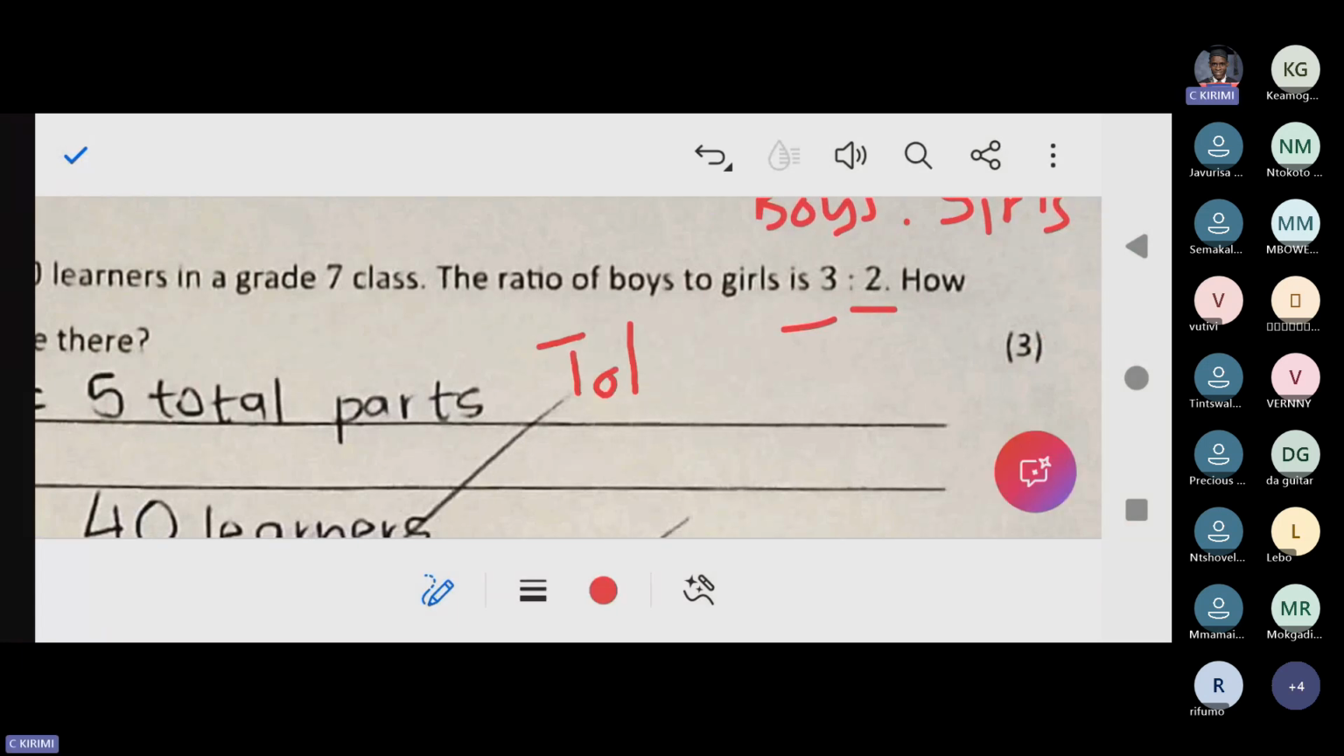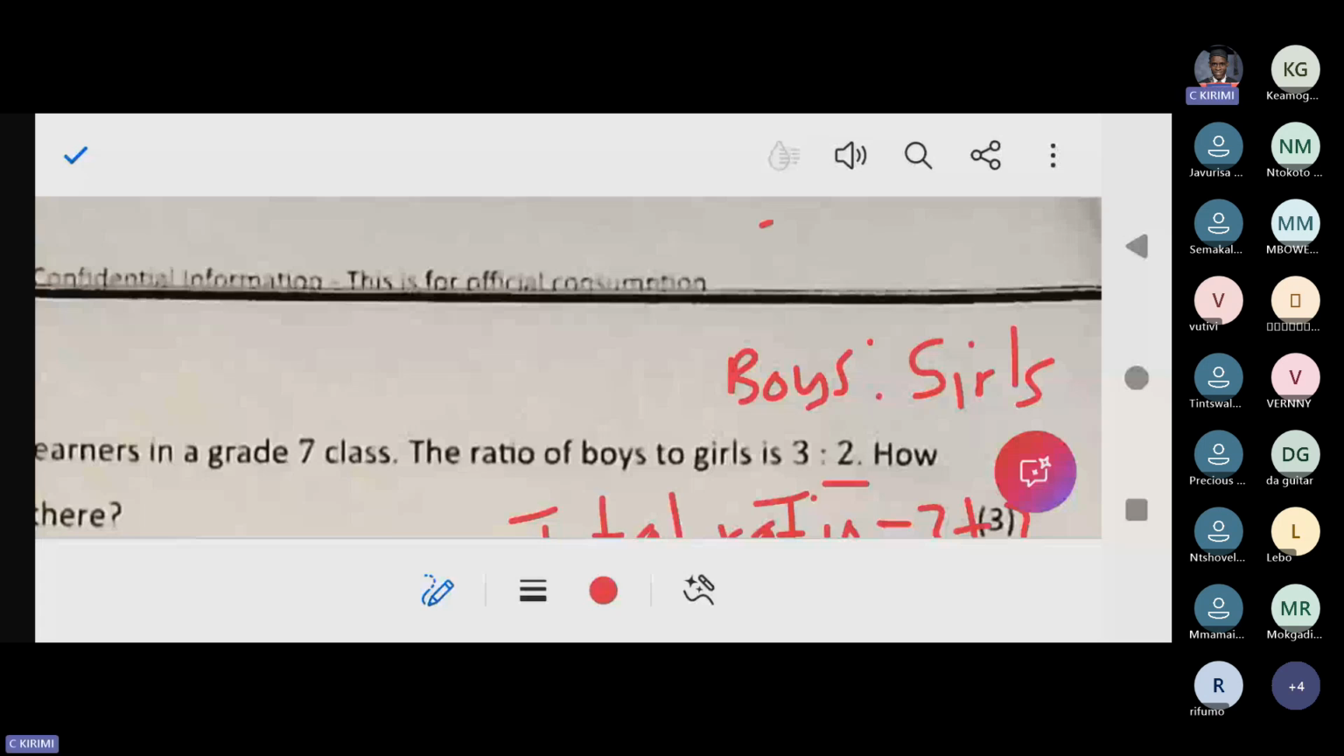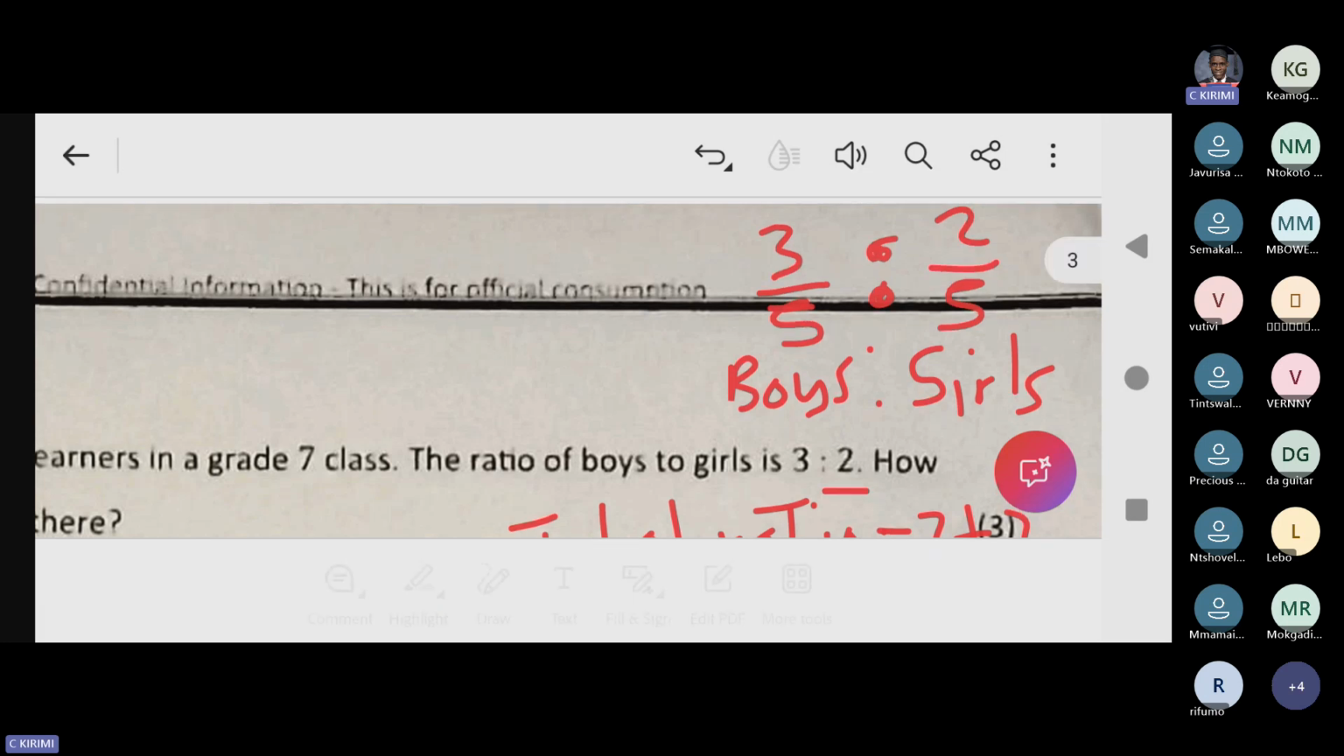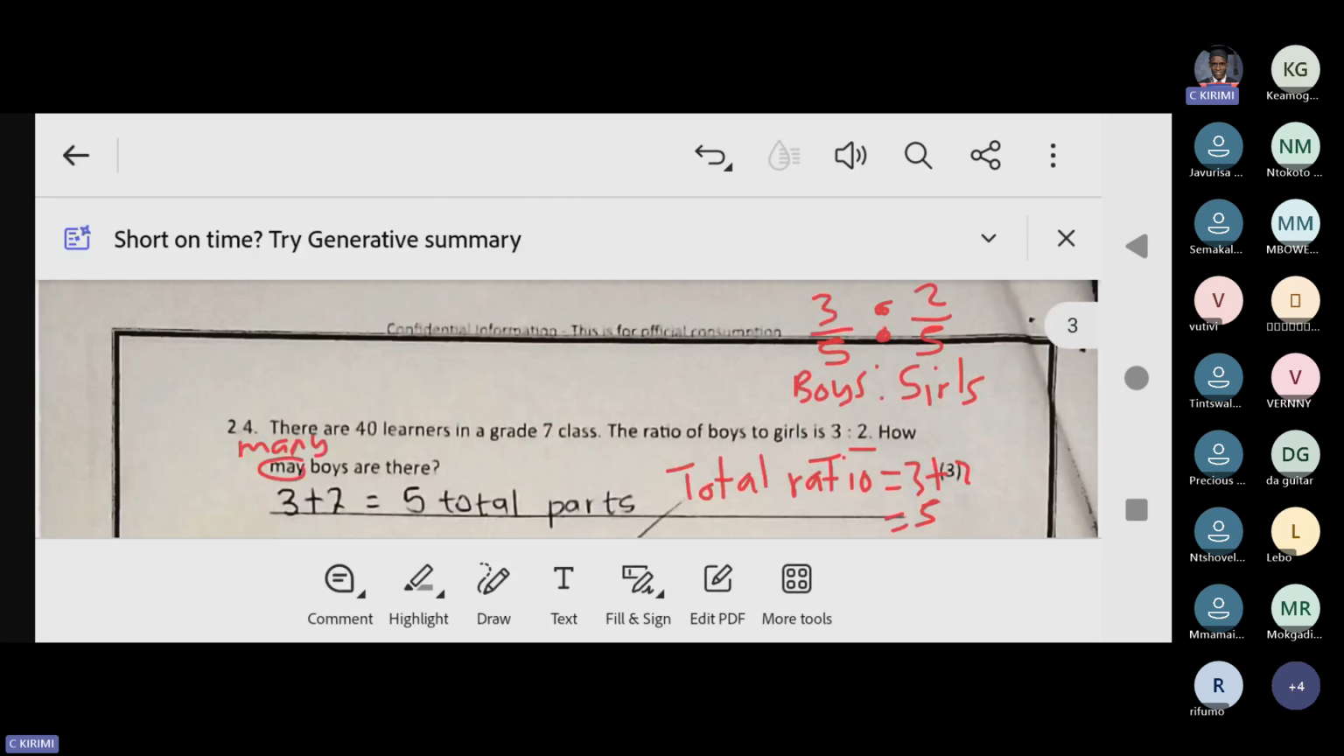So the total ratio, you just add 3 plus 2. Total ratio is equal to 3 plus 2, which is 5. So in other words, the ratio of boys to girls: boys are 3/5 of the number in class, and the girls will be 2/5.